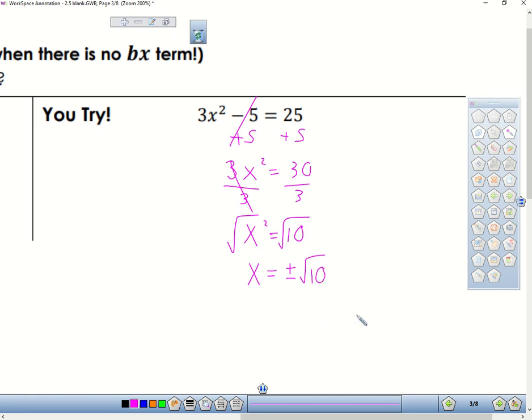Now, the square root of 10 cannot be reduced. You can't simplify it or break it down in any way. So, when that happens, you're just going to leave your answer as a square root. So you're going to have x equals the square root of 10 and x equals the negative square root of 10.